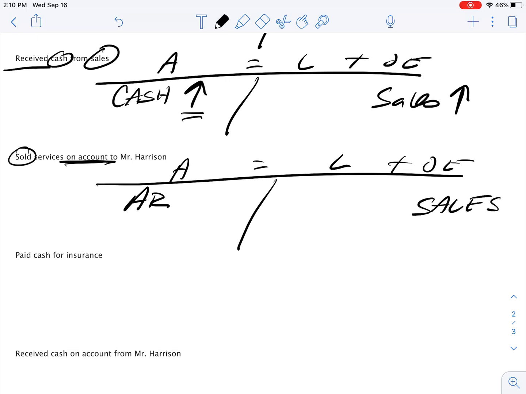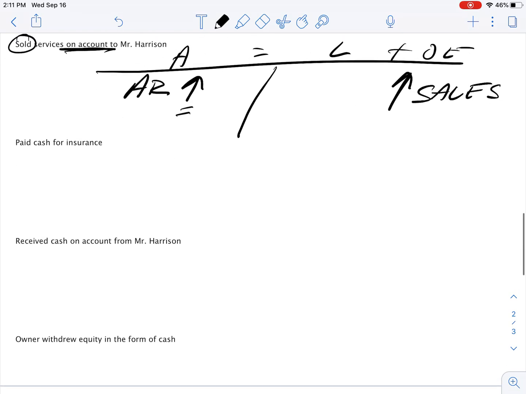Okay, so now let's think about this. Does Mr. Harrison have to pay us more or less? He has to pay us more. Does this sale of these services increase or decrease the worth of our business? Well, it's going to increase the worth of our business because it's money coming in. Again, left side equals right side.